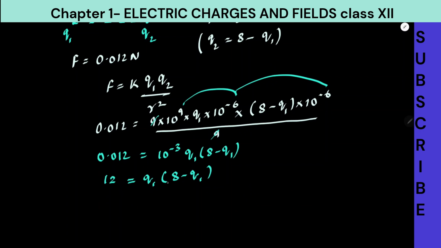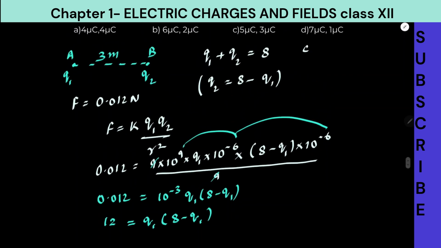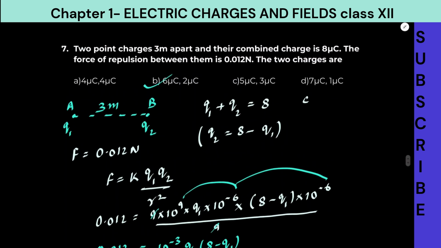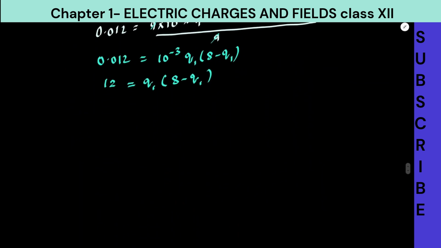Now, sir, how to solve this? You can multiply and get it in the form of a quadratic equation. But I can do a simpler method, which is putting in the options. What is our first option? 4. If I put it here, 4 into 8 minus 4 will give us 16, right? That's not correct. If I put the second option, that will save time, instead of solving the quadratic equation. So it is 6 into 8 minus 6, which is 2. So the second one is correct. Option B is correct. So that is 6 microcoulomb and 2 microcoulomb. I hope this is clear. Very important problem, many times repeated in exams.